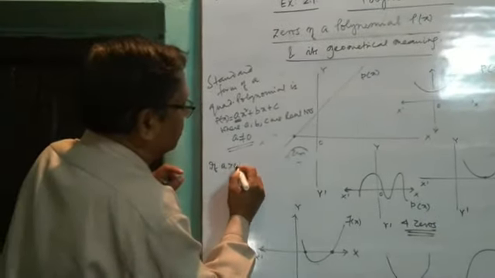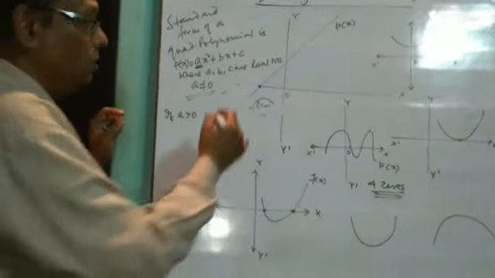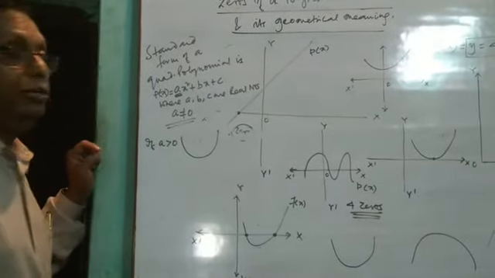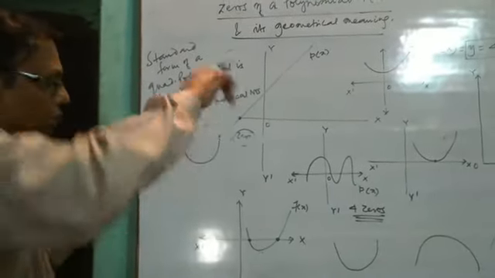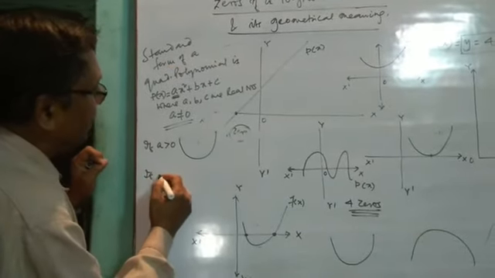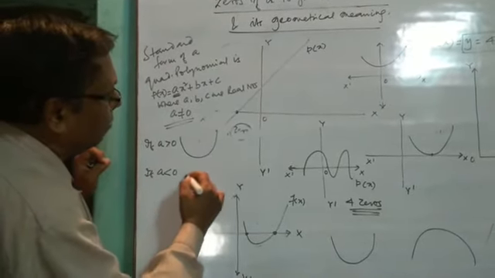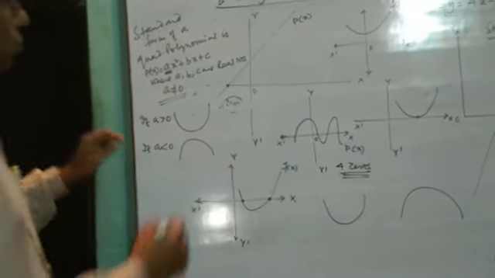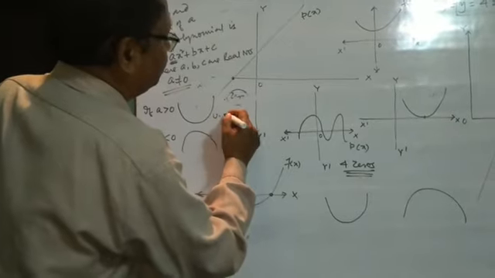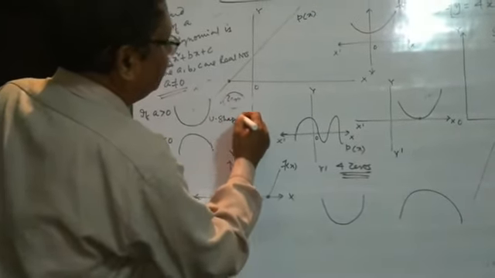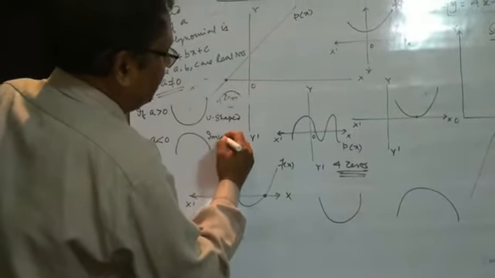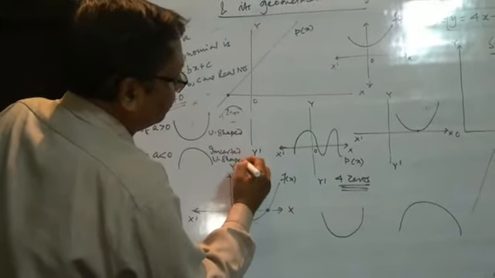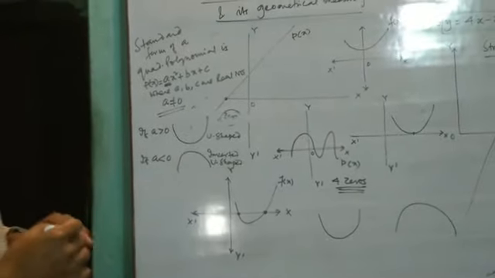Now a very interesting thing here: this value of a is not 0. If a is positive, a greater than 0, then the quadratic polynomial will be U-shaped, parabolic and U-shaped. And if a is negative, smaller than 0, then the polynomial will have an inverted U-shape. Both are parabolic, one U-shaped, the other inverted U-shaped. Hope you have understood, dear students.